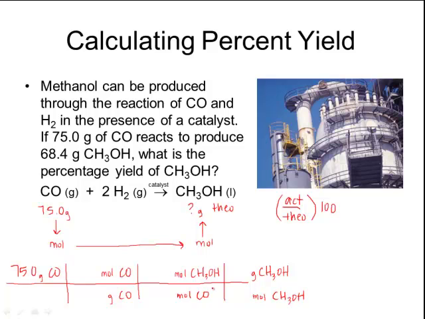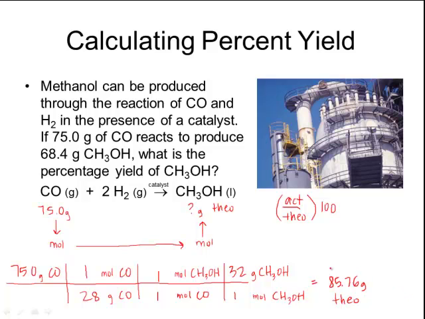And now I can plug in my numbers. The molar mass of carbon monoxide is 28 grams per mole. According to my balanced chemical reaction, there's a 1-to-1 ratio, and the molar mass of methanol is 32 grams per mole. After multiplying all the way across my t-chart, I get a theoretical yield equal to 85.76 grams that I could theoretically produce.